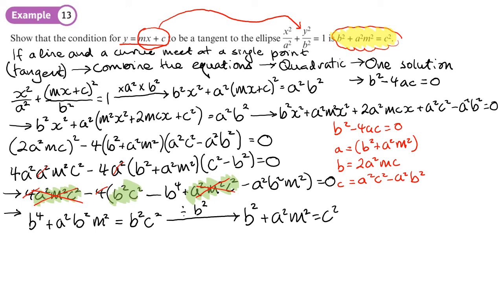c squared as required. So there's a little bit of, well, not a little bit, but a lot of algebraic manipulation. It's easy to make mistakes, just like I did, put a 4 in when it wasn't needed. So you've really got to take care when working through questions like this.